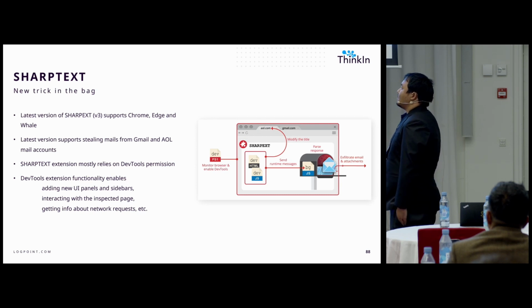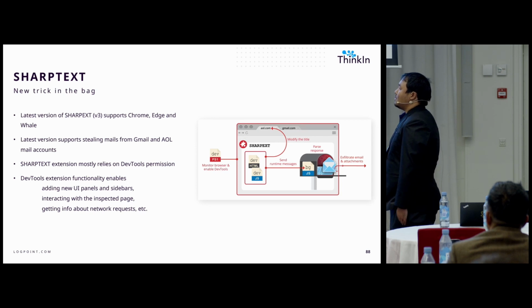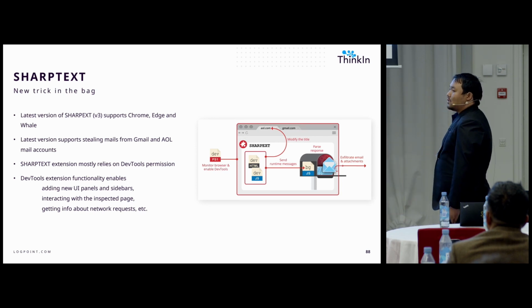The latest version is version 3, which supports the major Chromium browser engines. So Chrome, Edge, and Whale. Whale is the one commonly used in South Korea. All three are based on the Chromium engine. And the latest one supports stealing emails directly from Gmail and AOL mail accounts.